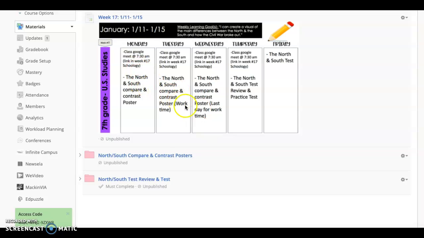We're going to work on that Monday, Tuesday, and Wednesday. On Thursday, we will be doing a test review on the North and South, looking specifically at some of those differences. Then we will do our North and South test on Friday, and next week we will move on to learning about the Civil War specifically, which is really fun.